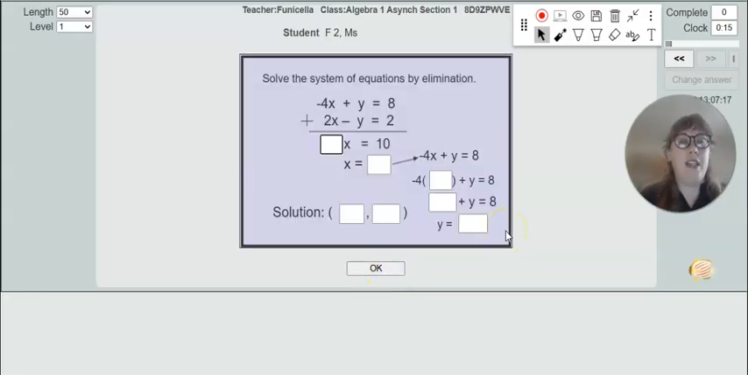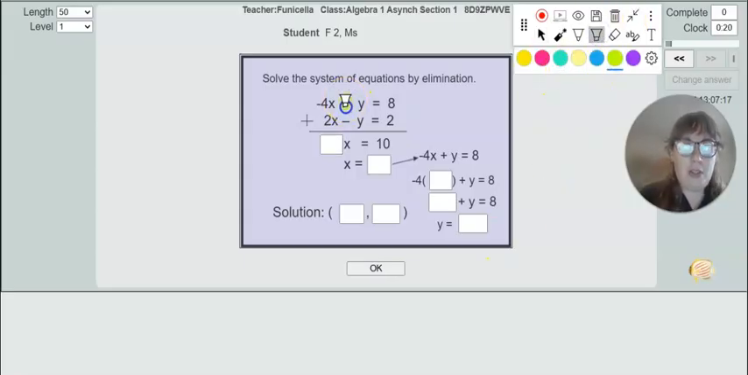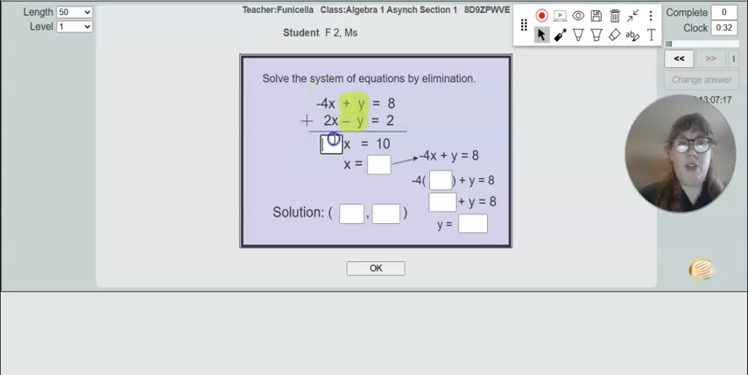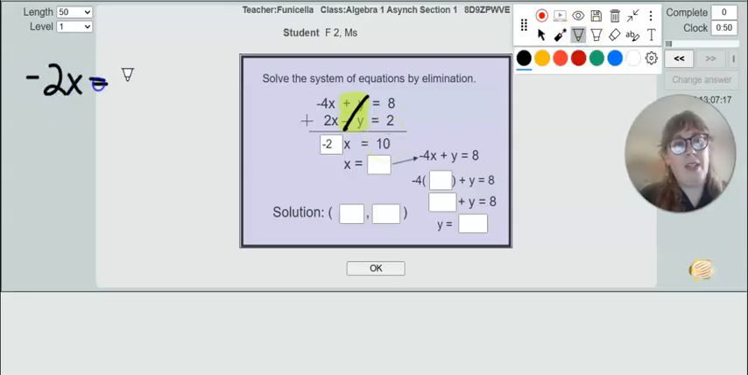So we're going to solve this system of equations by elimination. What we noticed, or what they noticed from the start, was that we have a plus y and a negative y. So it's a plus 1 and a negative 1, which is great. So we can add these two equations. Negative 4x plus 2x, add our coefficients, negative 4 plus 2 gets us negative 2x. The y's canceled out to 0, they're gone, and that's equal to 8 plus 2, which is 10. So then we have negative 2x equals 10.